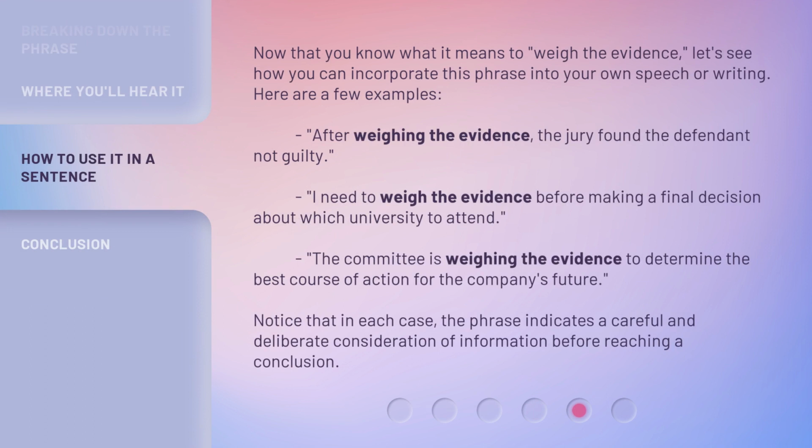Now that you know what it means to weigh the evidence, let's see how you can incorporate this phrase into your own speech or writing. Here are a few examples. After weighing the evidence, the jury found the defendant not guilty. I need to weigh the evidence before making a final decision about which university to attend. The committee is weighing the evidence to determine the best course of action for the company's future. Notice that in each case, the phrase indicates a careful and deliberate consideration of information before reaching a conclusion.